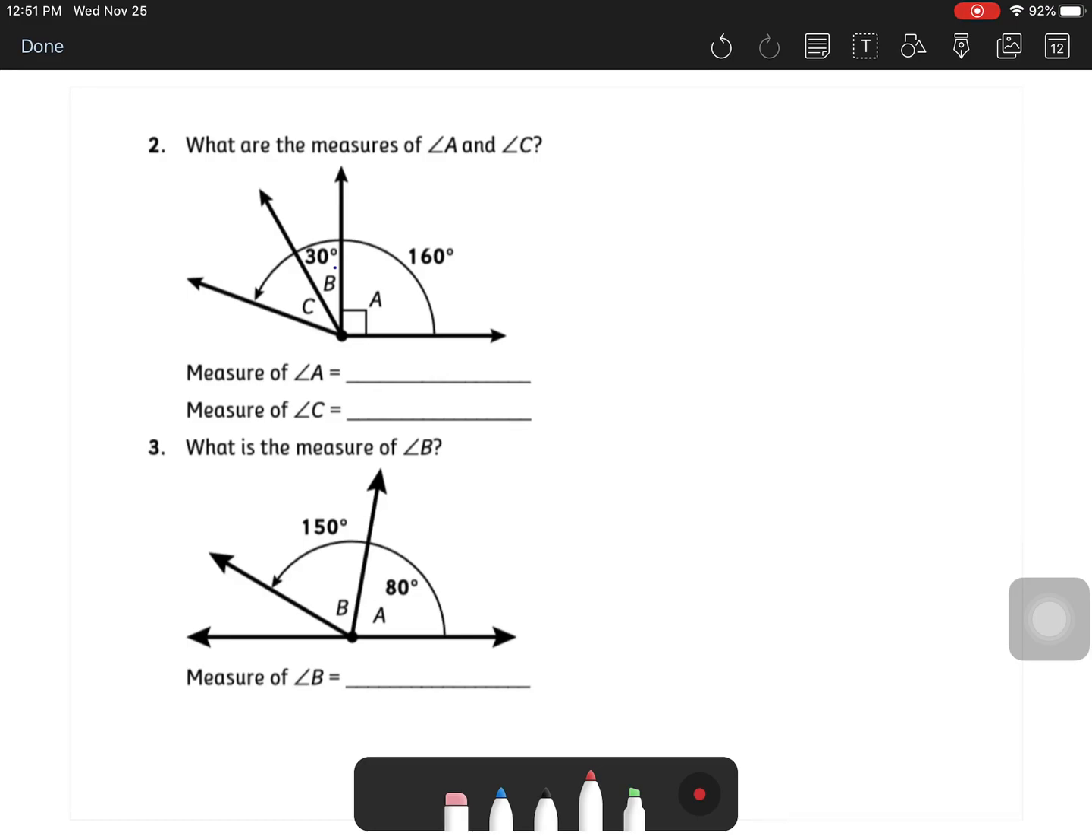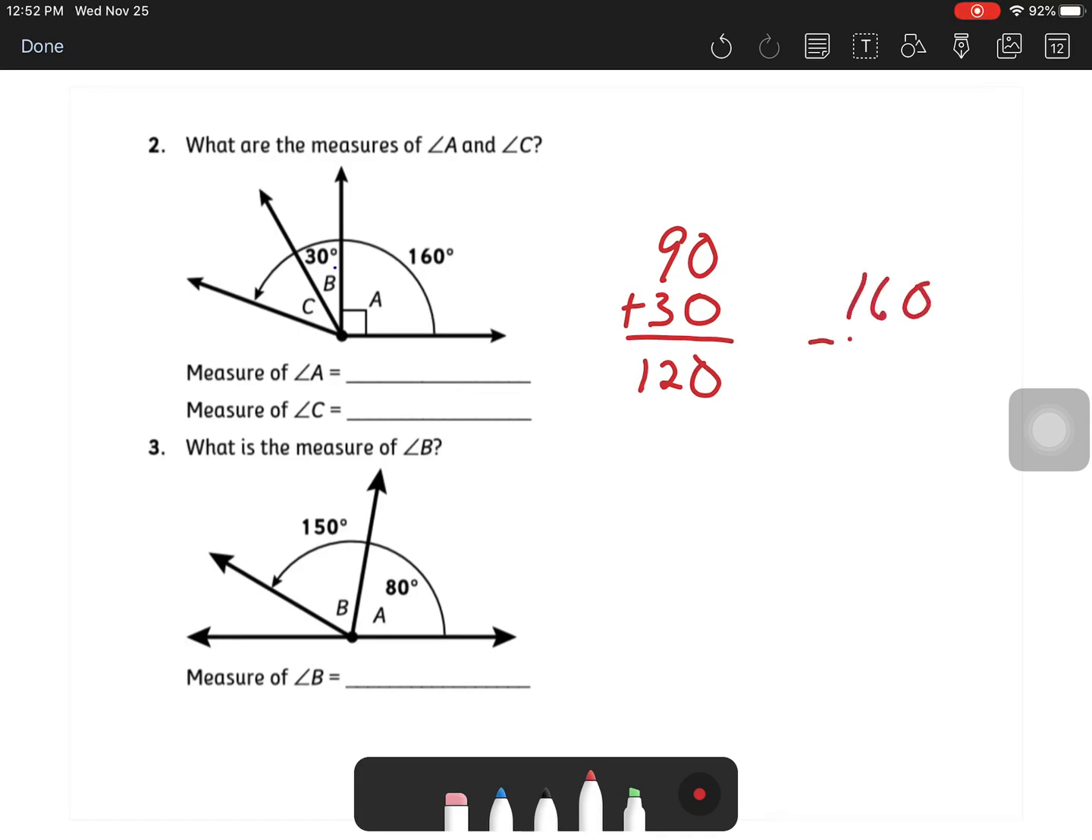What are the measures of angles A and C? Okay, well, again, I've got 90 degrees right here. And they tell me this whole thing is 160. So I've got 90 plus 30, so that's 120. And then how much is left to get to 160? Well, I'd have to take 160 minus 120 to get that answer. And that would give me 40. Okay, so that means that angle A is 90 because that has a little square in it. And then angle C has to be 40.